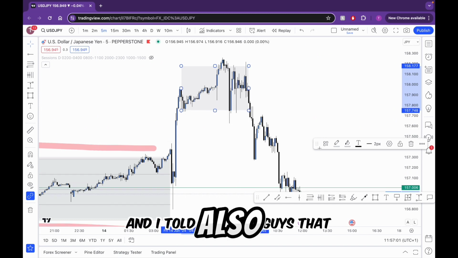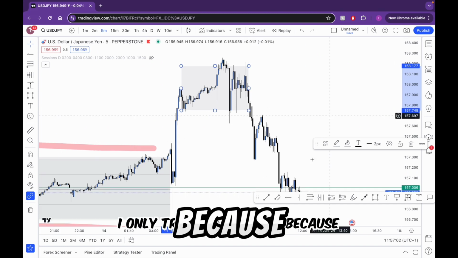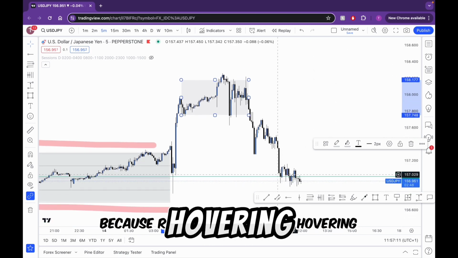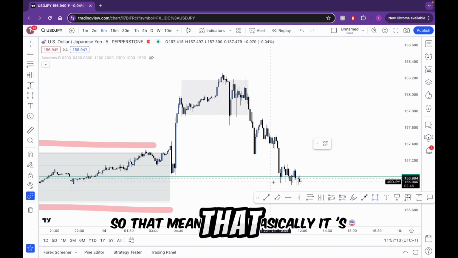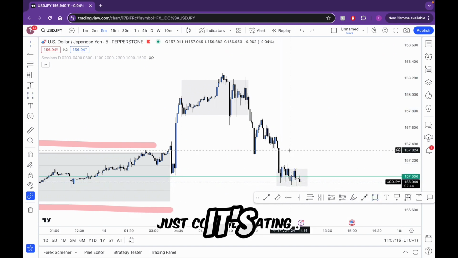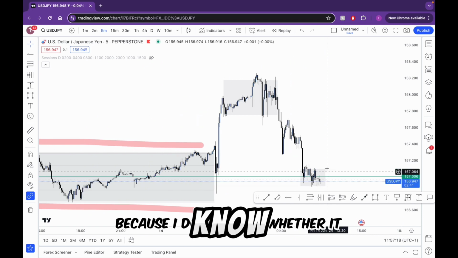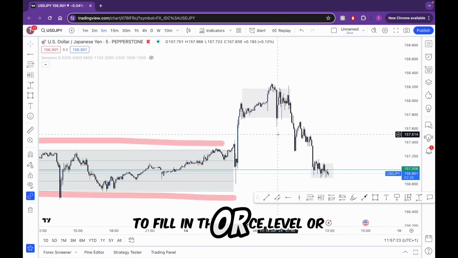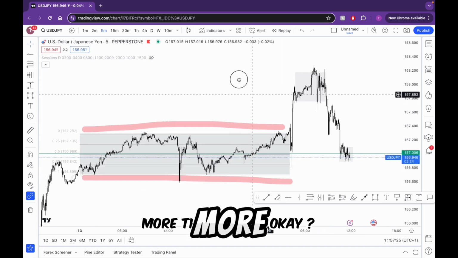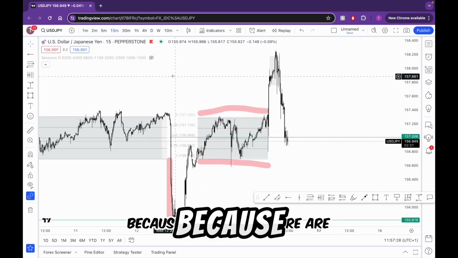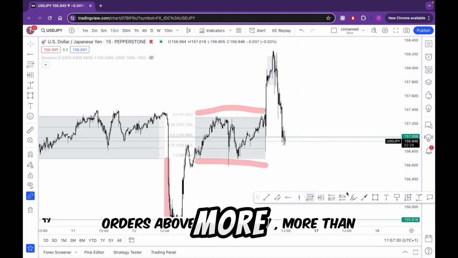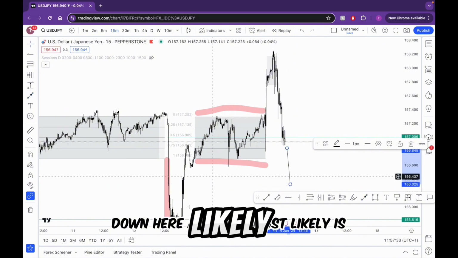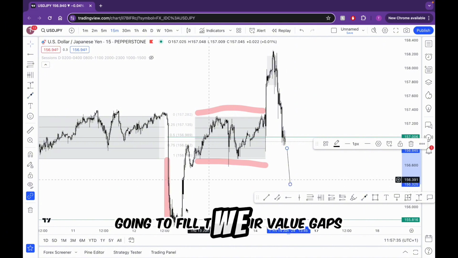I told you guys that I only trade after 3 p.m. because I just want to know what the price is going to do. Right now it's just hovering around the 50%, which means it's just consolidating. It's not doing much. I can't really take a trade because I don't know whether it's going to fill this price level or, more than likely, like I said, there are orders above and below. More than likely the price is going to go down here, and also most likely fill these fair value gaps that we see above here.